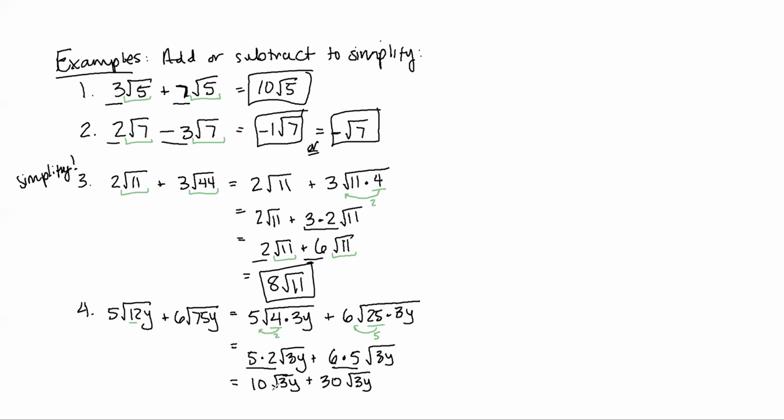Now you can see that we have a 3y and a 3y. They're both under square roots. So we can go ahead and add those coefficients. 10 plus 30 is 40 square root of 3y.